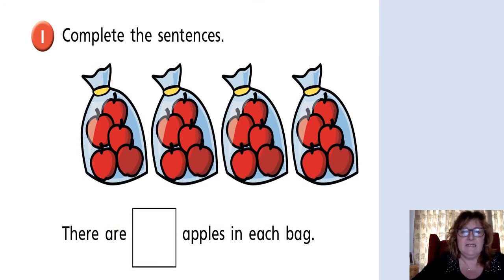Let's see our answers now then. Complete the sentences. How many apples are in each bag? Let's count them. 1, 2, 3, 4, 5. There are 5 apples in each bag.